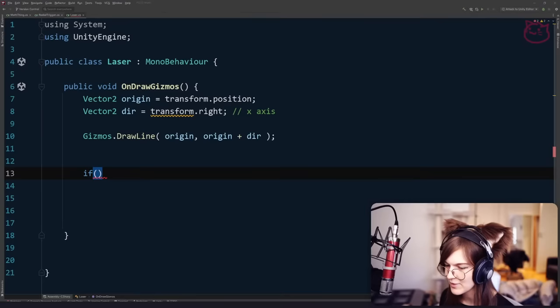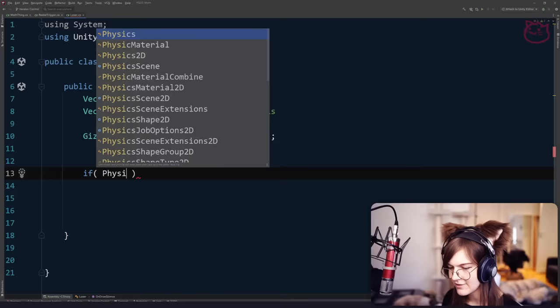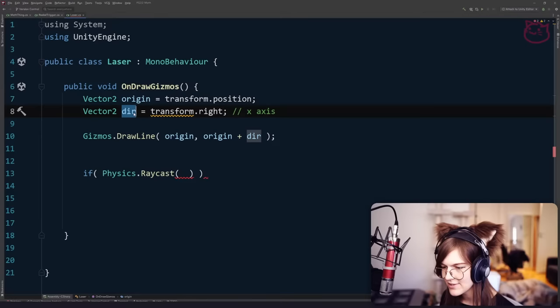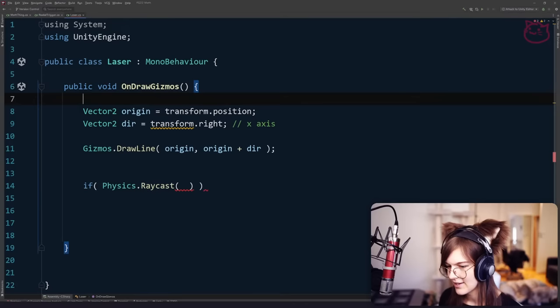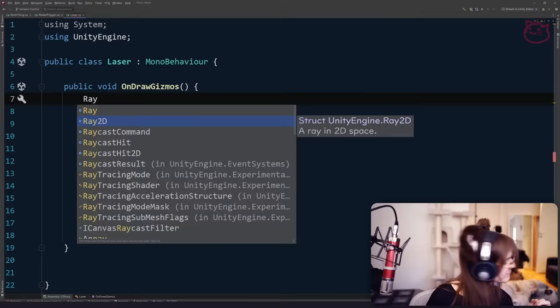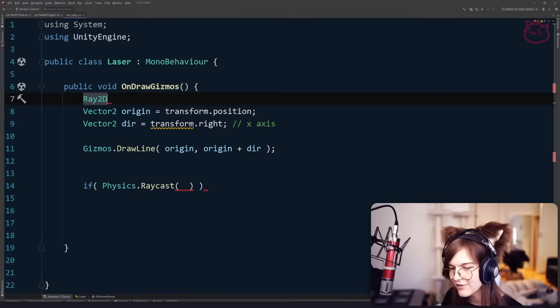So we're going to put our raycast in an if statement. So we're going to do Physics.Raycast. And the raycast is going to want a ray. So instead of having two Vector2s, I'm going to store this in a ray instead. I guess Ray has Vector3s. I don't know if we can use 2D raycasts, but I guess we will do 3D raycasts. It's fine.